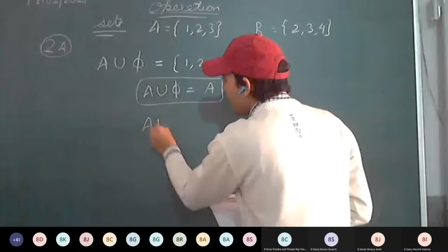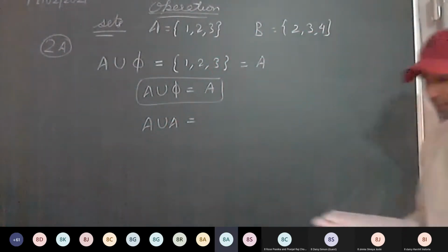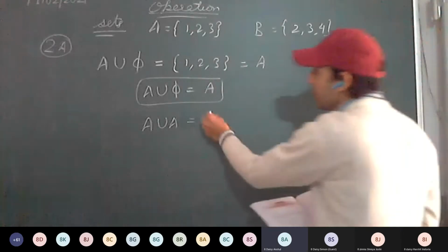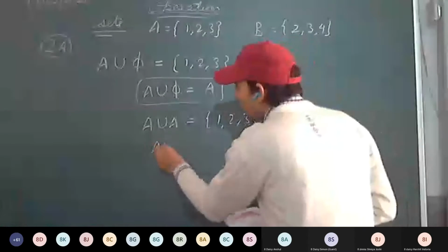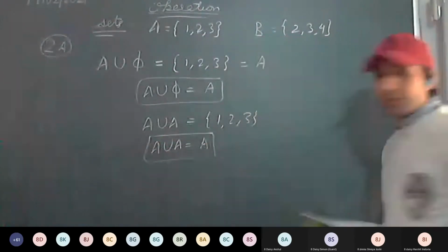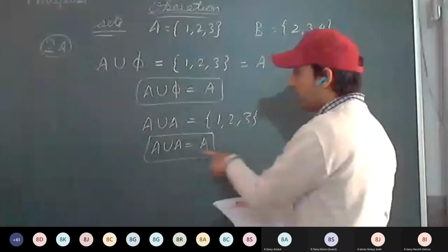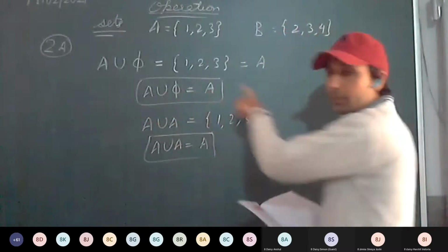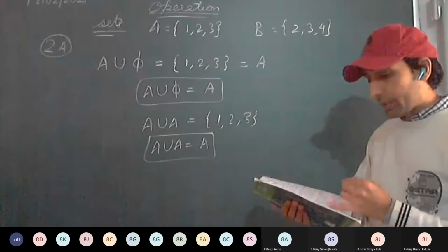Or if I'm doing A union A, what will I be getting? 1, 2, 3. Same. So A union A is also equal to A. If we take the union of a set with itself, we get the same set. If we take the union with the null set, we get the same set. Okay, remember this one.